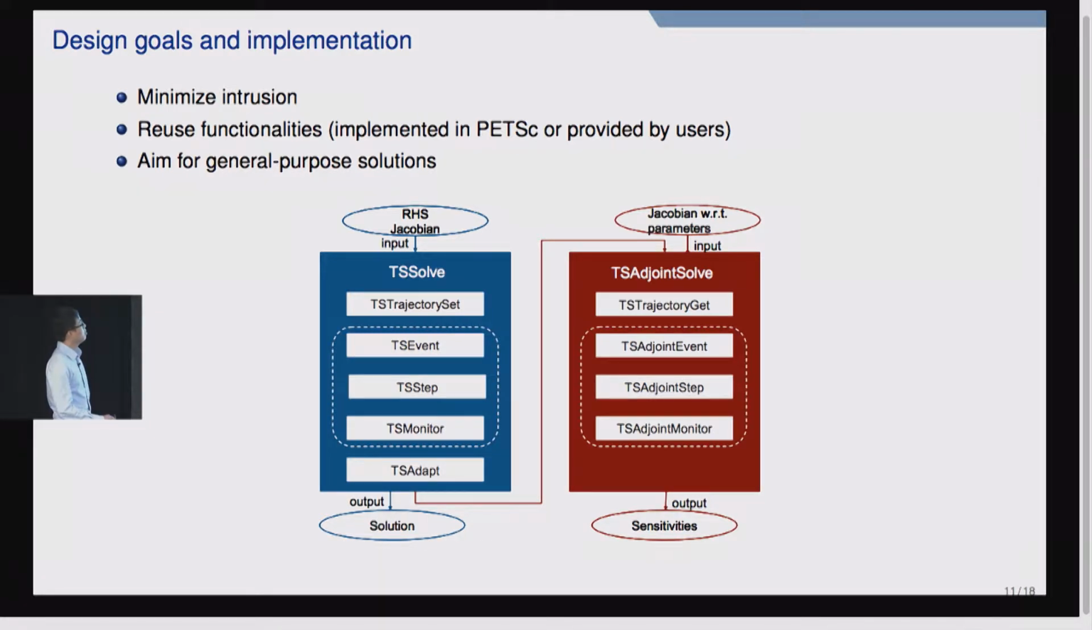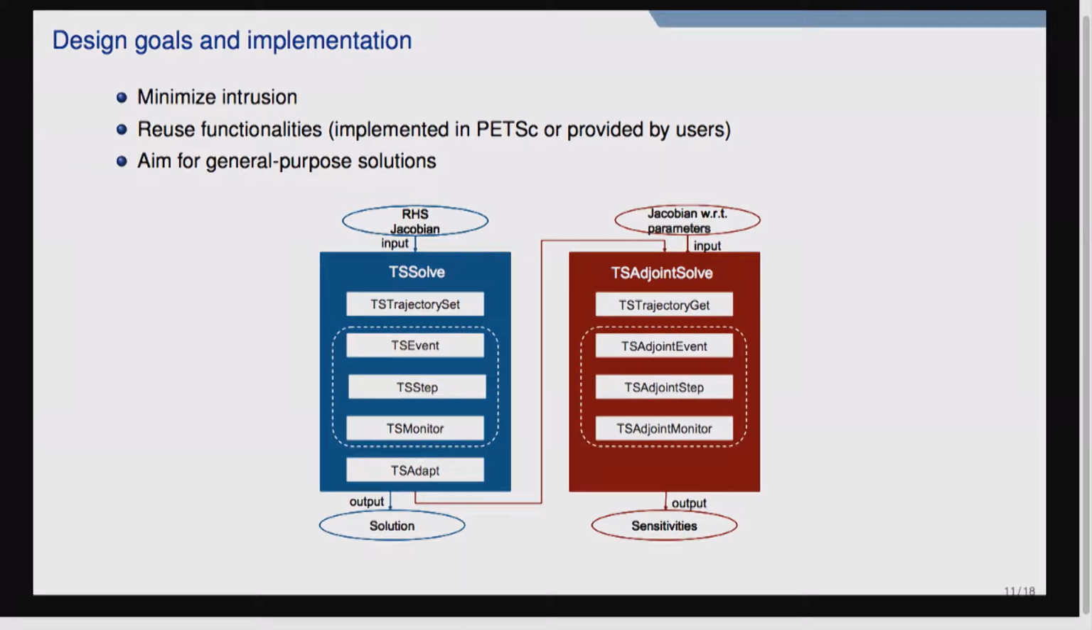So almost all the components in the existing time-stepping solver have a corresponding component in the adjoint solver, except the TSAdapt, which is responsible for time-step adaptivity. So why is this component missing in the adjoint solver? This is because we are doing discrete adjoint. So in the backward run, we follow exactly the same trajectory as the forward simulation. So there's no step size adaptivity in the adjoint run.